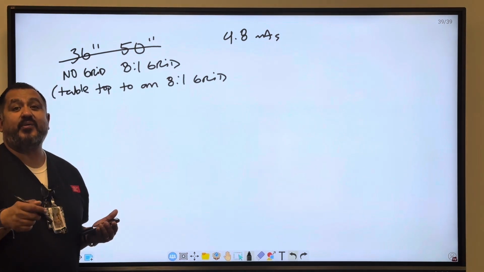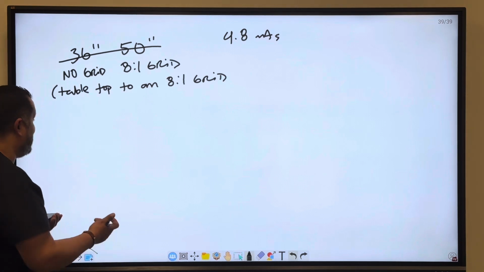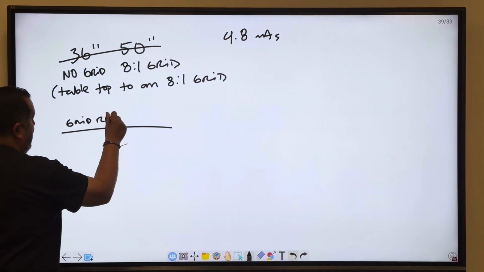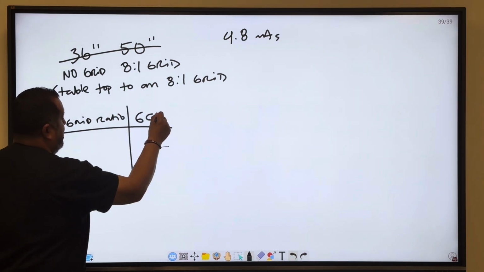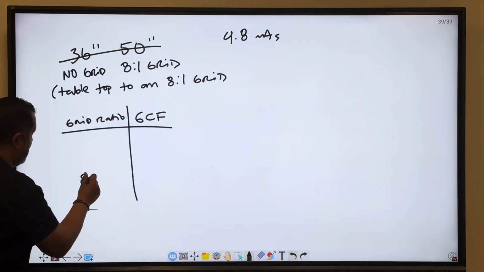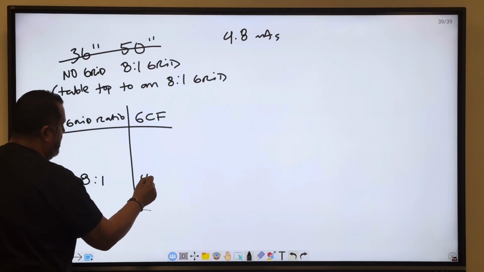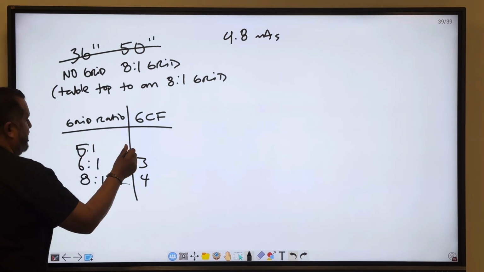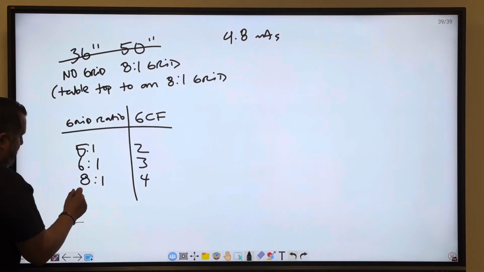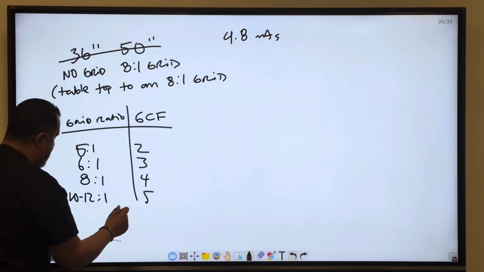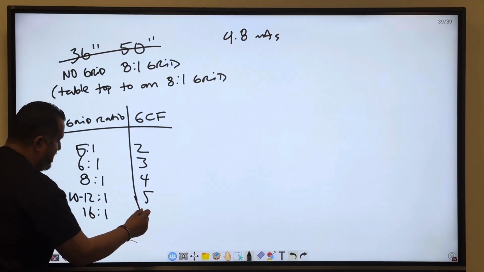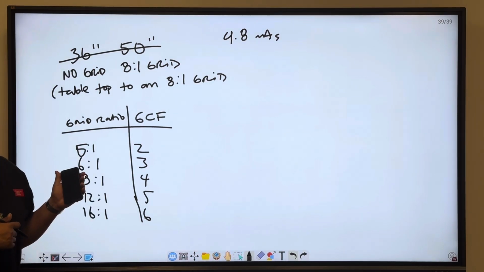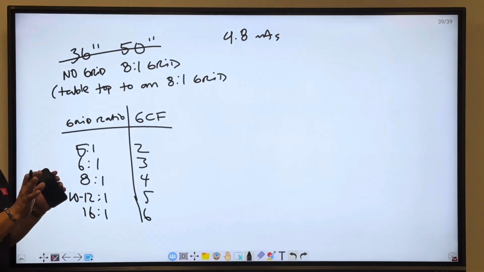So this is where we gotta go back to the grid conversion factors. So again, I'm gonna list them, right? I'm gonna create grid ratio here, and I'm gonna put grid conversion factor, and I'm always gonna start with 8:1. 8:1 is gonna be 4, 6:1, I'm just gonna write them all down, what the heck, right? So 5:1 is gonna be 2, 10, 12:1 is gonna be 5, and then 16:1 is gonna be 6, right? I know we don't need all of them, but maybe I'll need them for another question down the line. I don't wanna have to write it again, I'm not gonna lie.